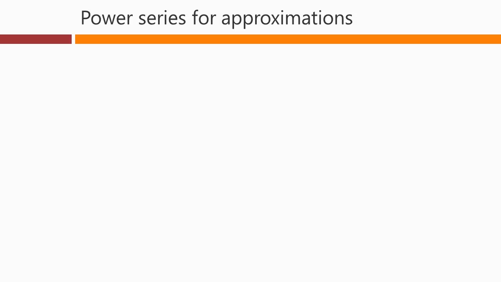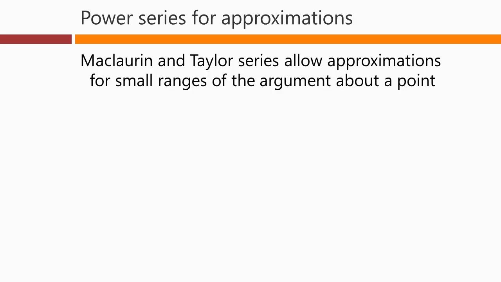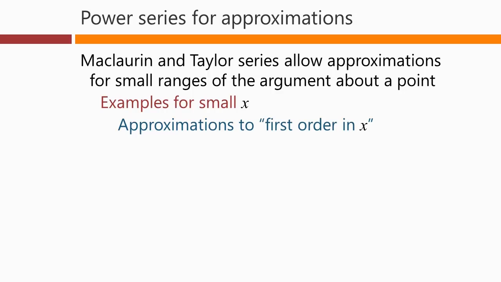Now, the other very important point about power series, especially in physics and in modeling systems of various kinds, is the idea of using power series for approximate results. So Maclaurin and Taylor series allow us to make approximations for small ranges around some specific point. So here are some examples for small x for some functions. And these are the approximations which are valid to so-called first order in x.